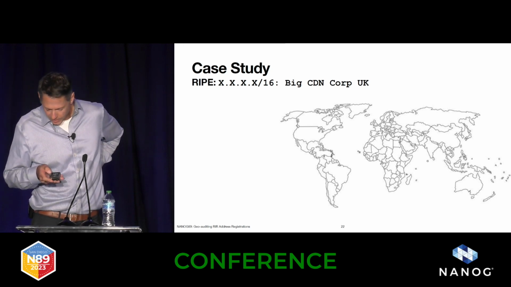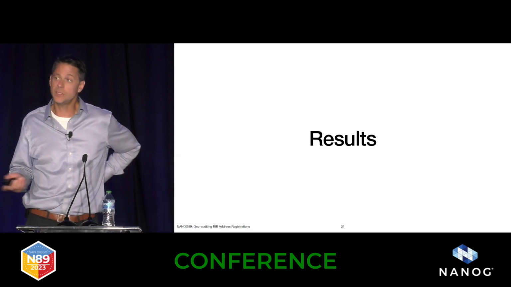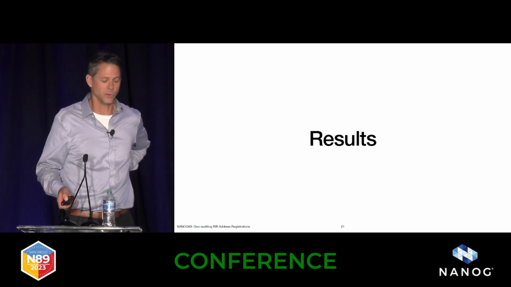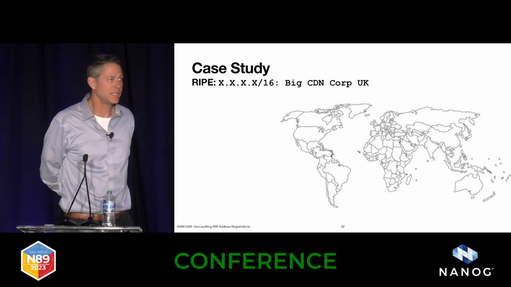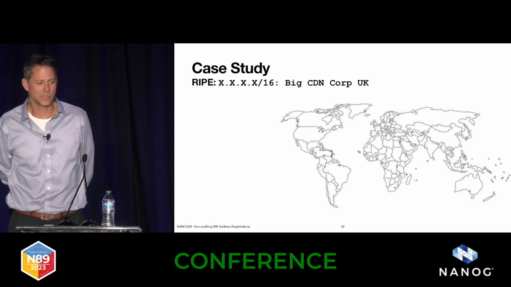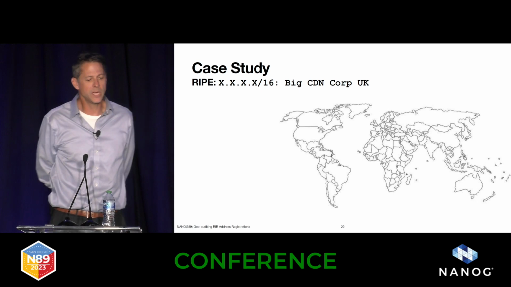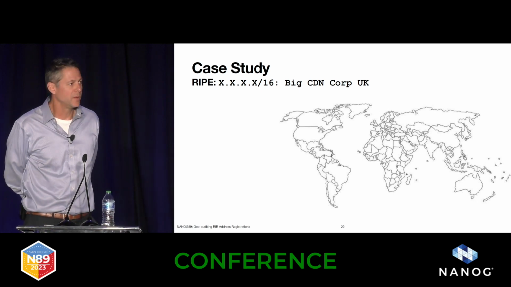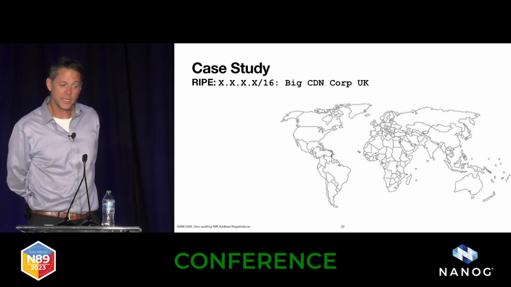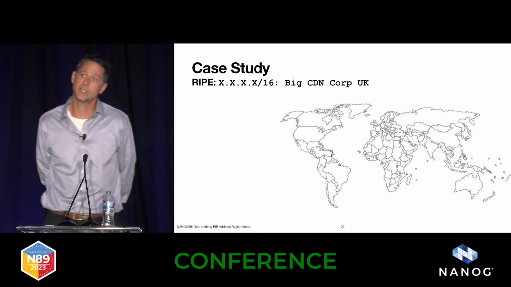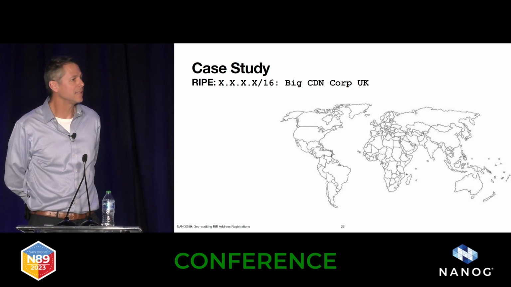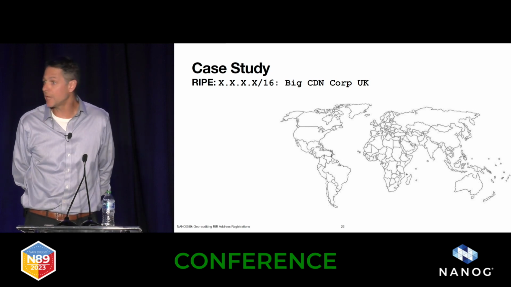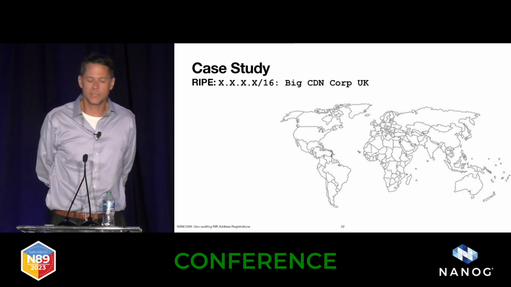Okay. I think I skipped a slide. So let's talk about some results. Let's get to some of the more interesting bits here. I always like to do examples. It's always fun. So here's a case study. There is a prefix in RIPE. It's a /16, and it's a big CDN. It has an organization address in the UK, so this seems reasonable, right?